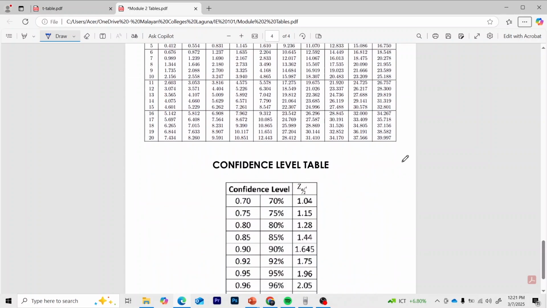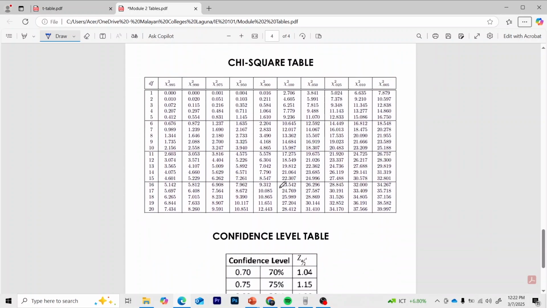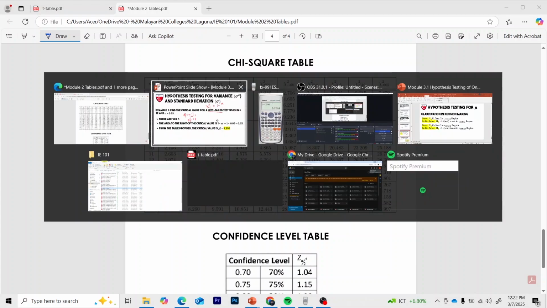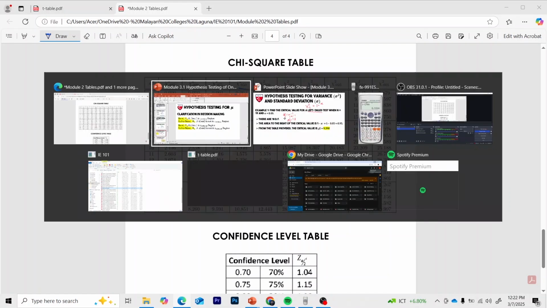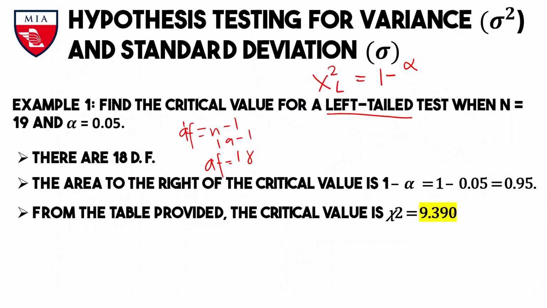Where's the chi-square? So 18. So our 18 here, 0.95 for the left. So we have 9.95. 0.390. Okay? So we have, sorry, where's my presentation? So we have 9.930. Okay? That's basic.